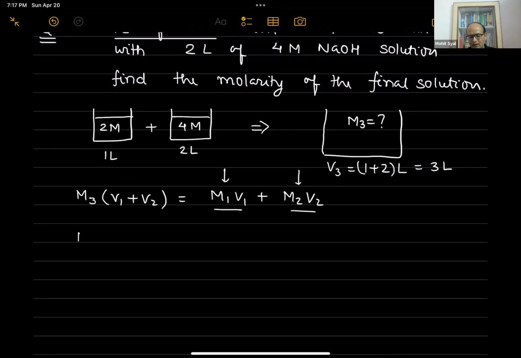Okay, so the new molarity is going to be: M1V1 is how much? 2. M2V2 is how much? 6. This is M2V2, right? Okay, divide by total volume, that is 3. Okay, that is going to be 8 by 3 molar. 8 by 3 is how much? 2 point, that is going to be 2.66.